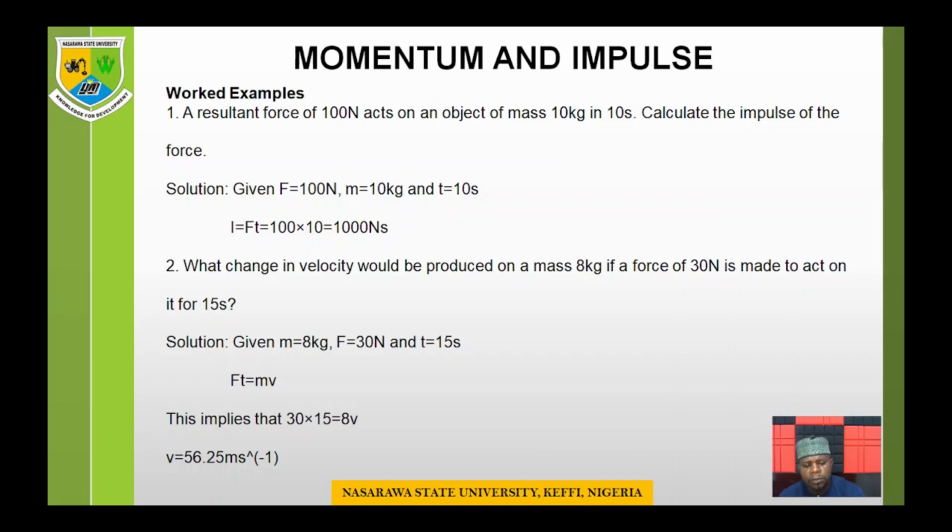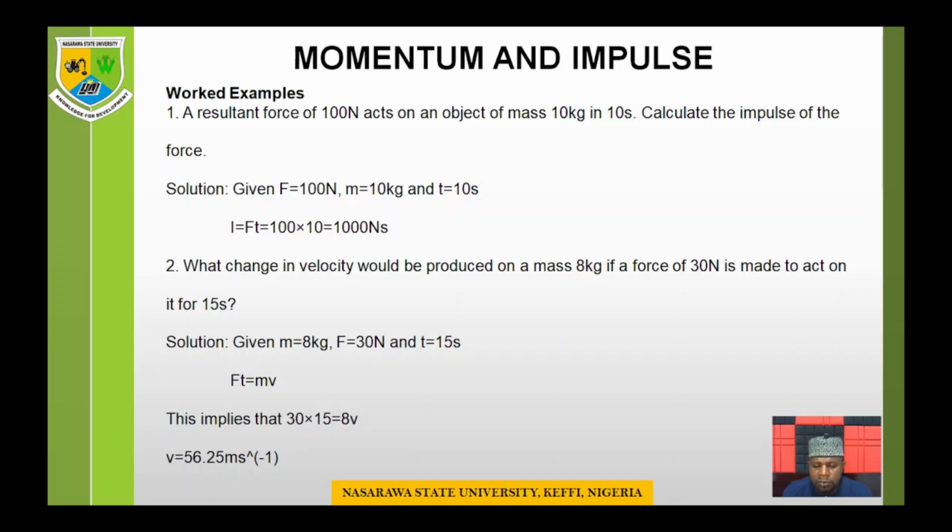Example 2 says: what change in velocity would be produced on a mass of 8 kg if a force of 30 Newton is made to act on it for 15 seconds? I come again. What change in velocity would be produced on a mass of 8 kg if a force of 30 Newton is made to act on it for 15 seconds? The solution goes this way.